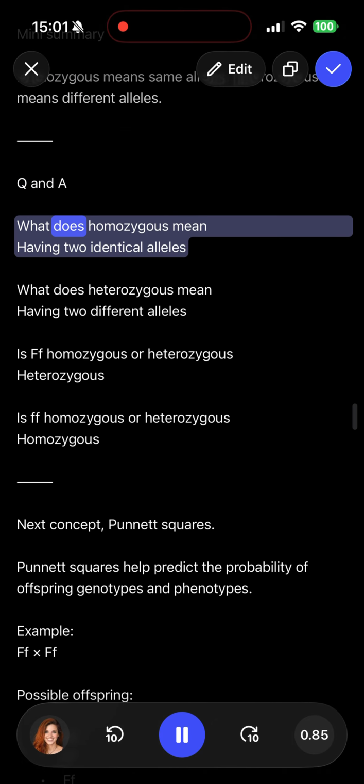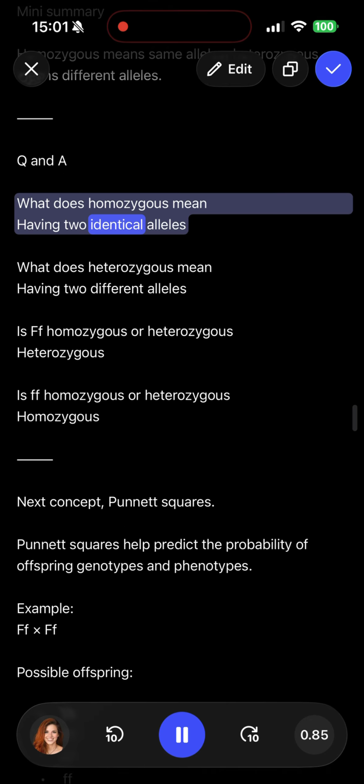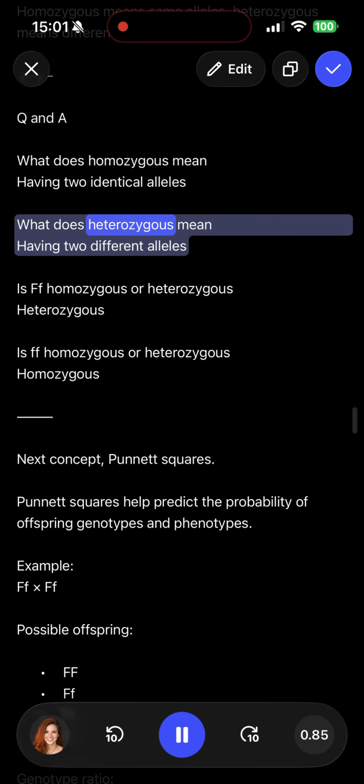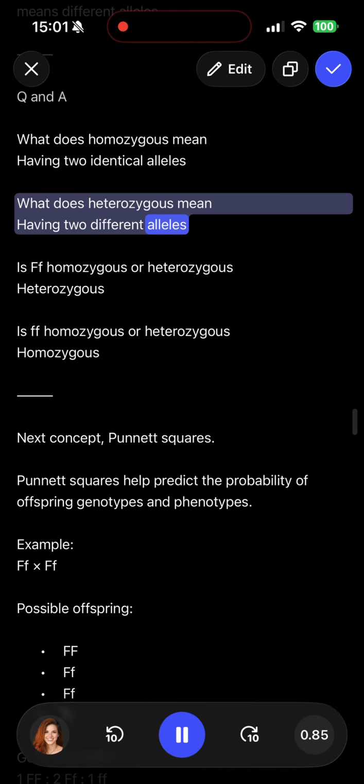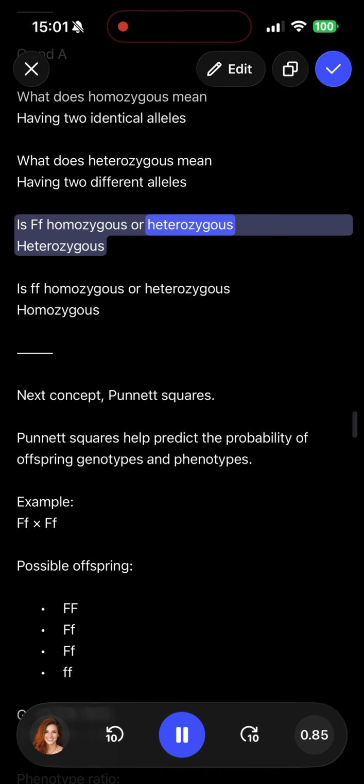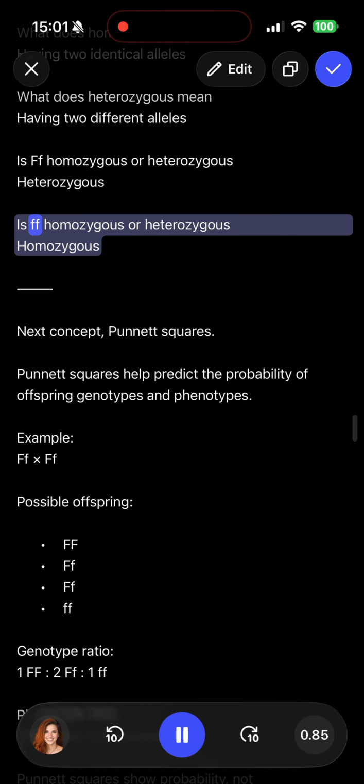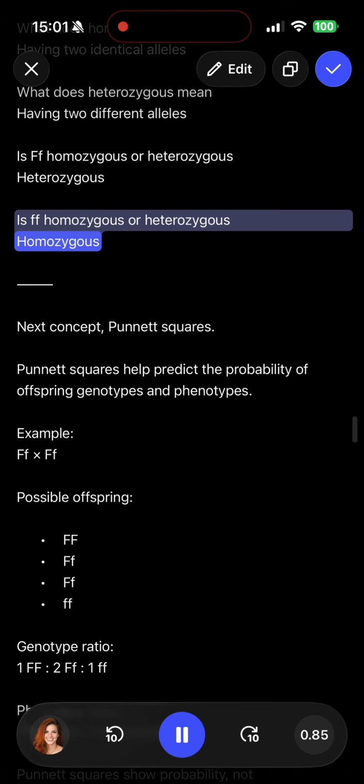Q&A. What does homozygous mean? Having 2 identical alleles. What does heterozygous mean? Having 2 different alleles. Is Ff homozygous or heterozygous? Heterozygous. Is FF homozygous or heterozygous? Homozygous.